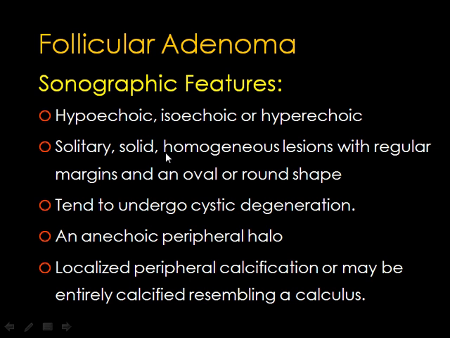Most adenomas are solitary, solid, homogeneous lesions with regular margins and oval or round shape. They tend to undergo cystic degeneration. An anechoic peripheral halo might be seen within adenoma. However, this halo might also be present within malignant lesions and is therefore non-specific. Adenomas may also have localized peripheral calcification or may be entirely calcified, resembling a calculus.